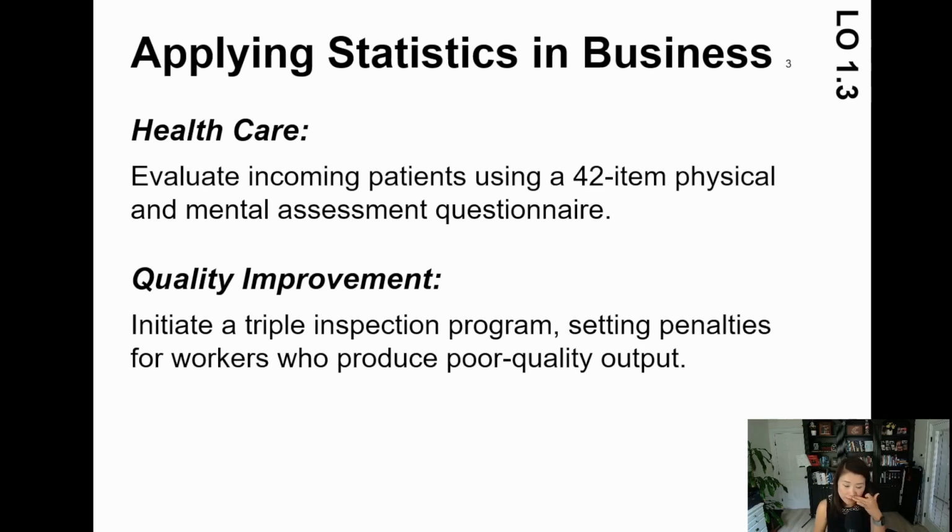Okay. The next is about quality improvement. So for instance, initiate a triple inspection program, setting a penalty for workers who produce poor quality output. When you do this kind of inspection, you are not inspecting every item they made. Usually, similar to what we're talking about, you're creating a sample. And you look within this sample at what the defective rate is. If the defective rate is so high, it's, hey, I need to penalize you. And if the defective rate is low, then okay, that's fine, right? So quality improvement really relies heavily on statistics. Again, with a large volume of production of goods, it allows them to collect a sample, and based on the sample, derive information about the population.